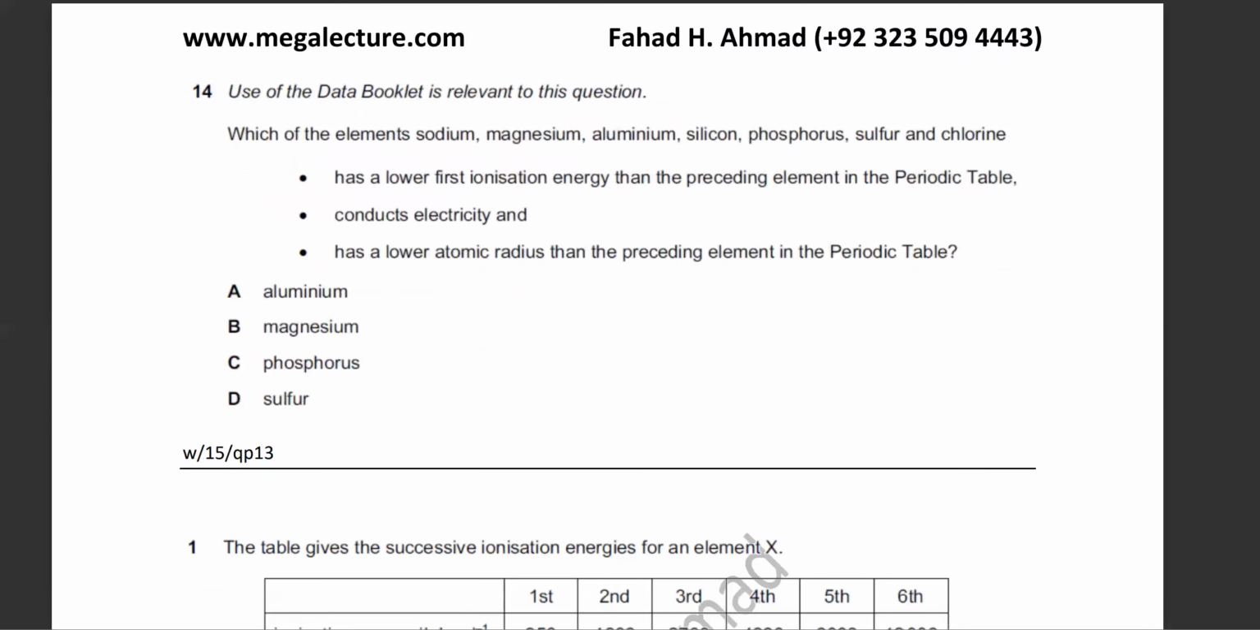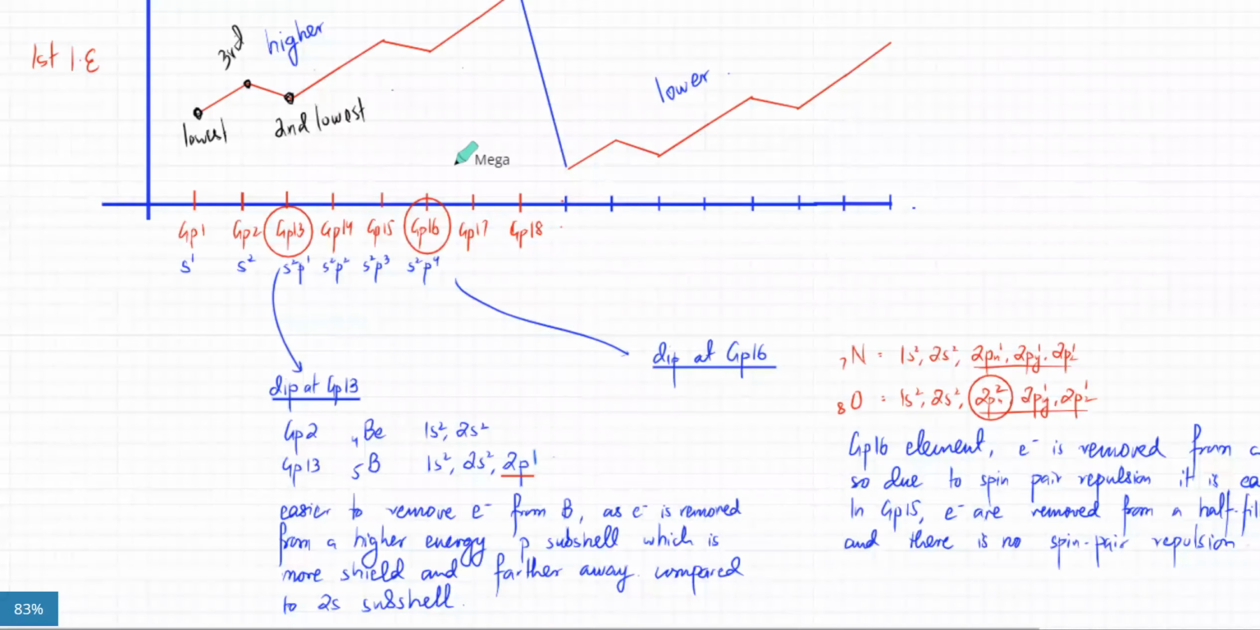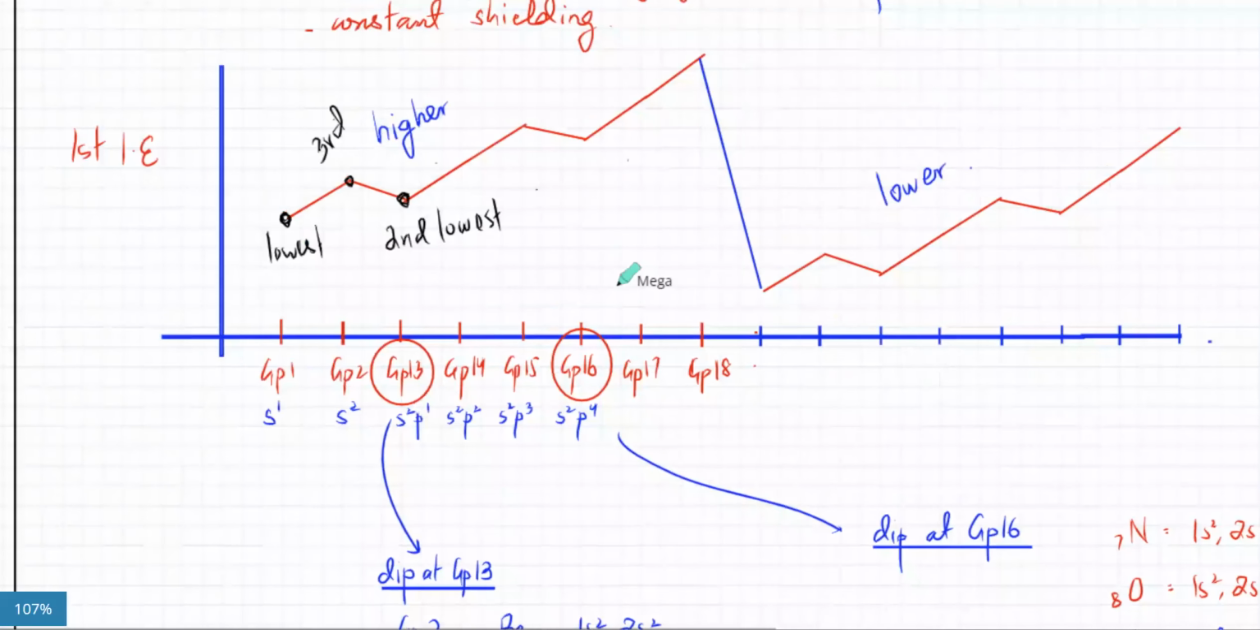Then this one. Which of the elements, sodium, magnesium, aluminium, silicon, the entire period 3, has a lower first ionization energy than the preceding element in the periodic table? So which element is he talking about? Lower compared to the previous one. So which group is he talking about? 13 and 16. He's talking about 13 and 16, that it should be lower.